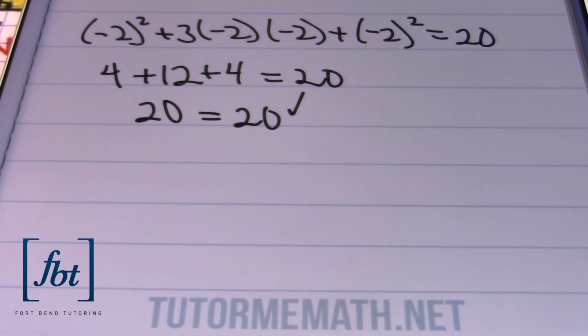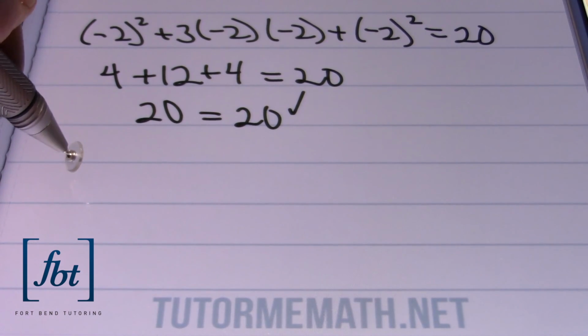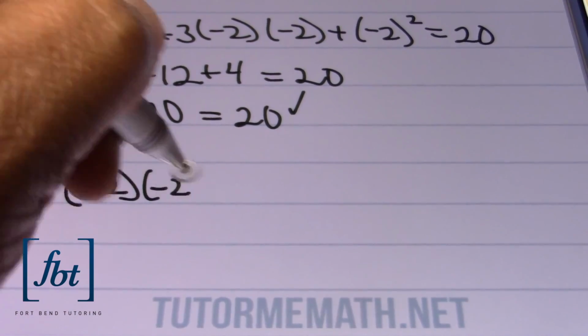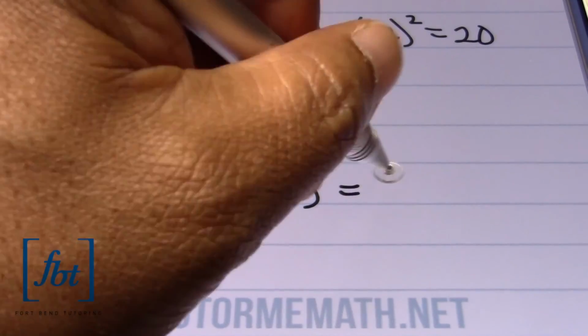Once again, it must work in every equation. So let's see how our point works in the second equation. So we'll have negative 2 times negative 2 minus negative 2 squared equals 0.